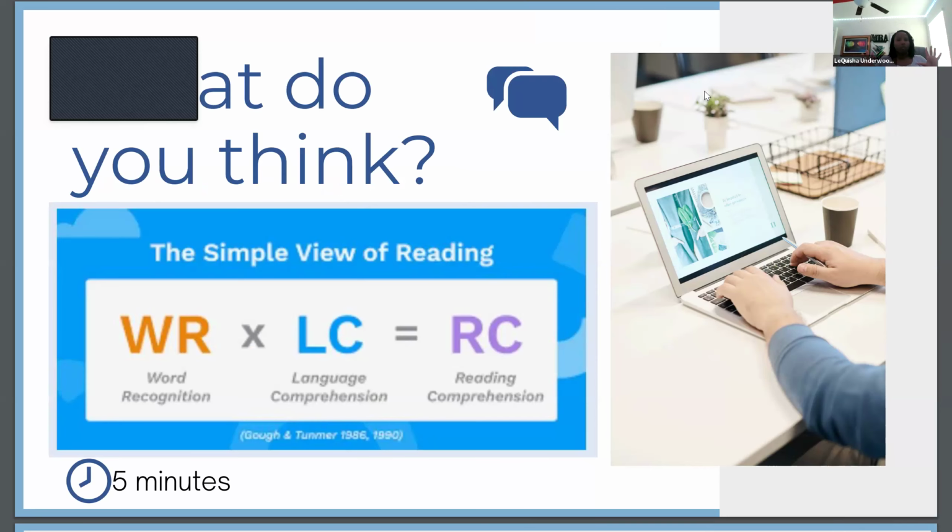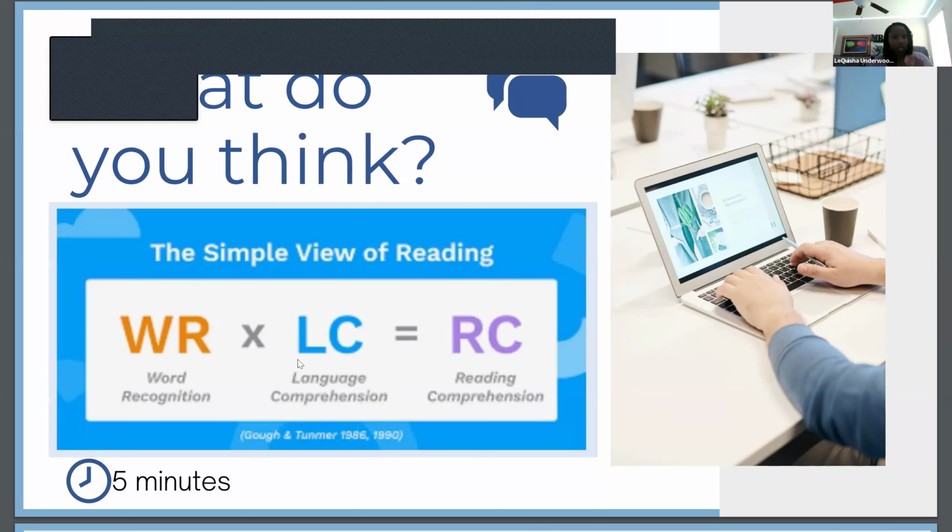Now, take a look at the simple view of reading. This is another one of those terms when it comes to the science of reading. This is usually kind of the backbone of where people start to help you better understand. Gough and Tunmer did this in 1986 and then again in 1990, further confirming that this is essentially what happens when someone is reading. So I want you to just take a look at it, study that. Here, word recognition and language comprehension come together.